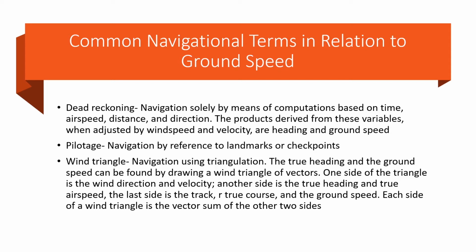The true heading and ground speed can be found by drawing a wind triangle of vectors. One side of the triangle is the wind direction and velocity, the other side is true heading and airspeed. The last side is the track or true course. Each side of the wind triangle is a vector sum of the other two sides.